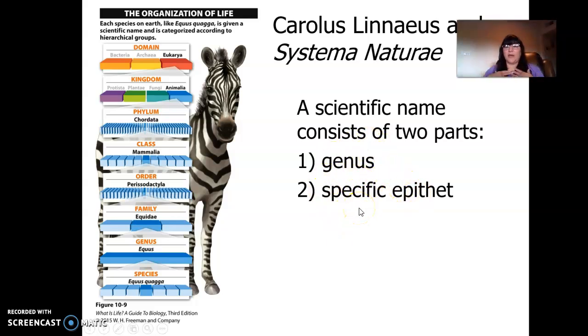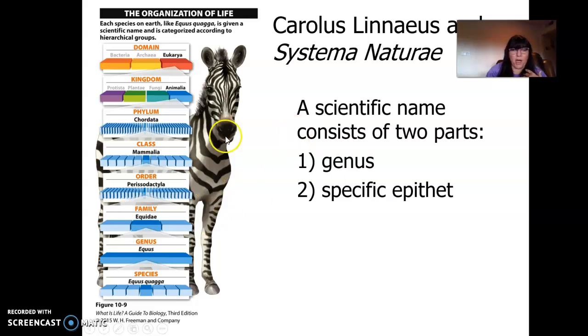So for example, think of us. Do we have a scientific name? What's our name? Yes, we do. We, as humans, are called Homo sapiens. In this case, Homo is our genus name. Sapiens is our species name, okay? So every organism has two parts to the scientific name.